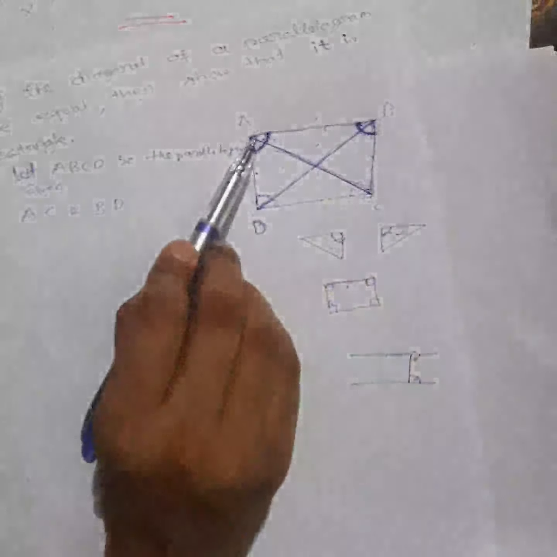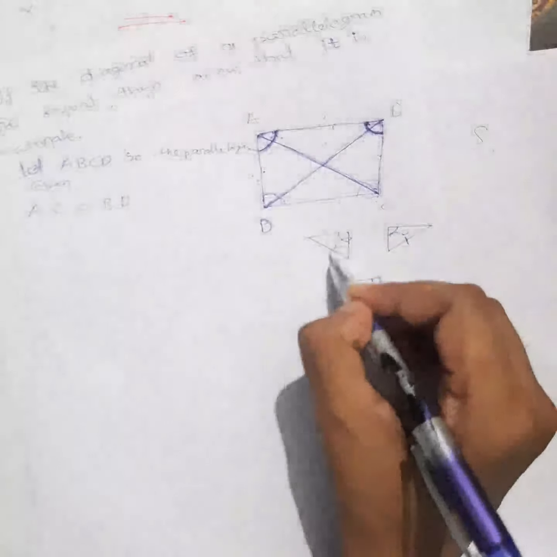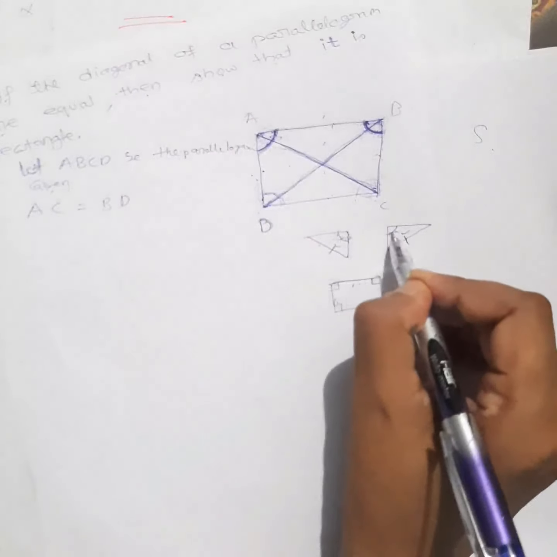Now we are going to use those theorems. Now see here, they have already given, right, AC equal to BD. So one condition we have already got. This is equal to this, right? Now don't think that this is equal to this. This we have to show.